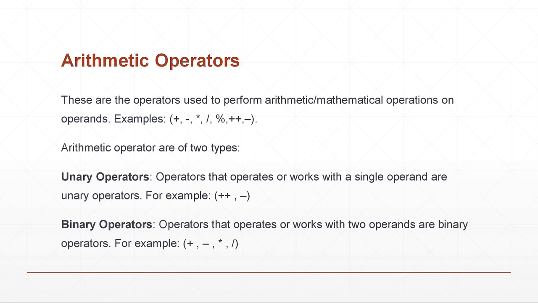First, let us see arithmetic operators. These are the operators used to perform arithmetic or mathematical operations on operands. Example: addition, subtraction, multiplication, division, and so on. Arithmetic operators are of two types, unary operators and binary operators. Operators that work with a single operand are unary operators, for example increment and decrement. Binary operators work with two operands, for example addition, subtraction, multiplication, and division.